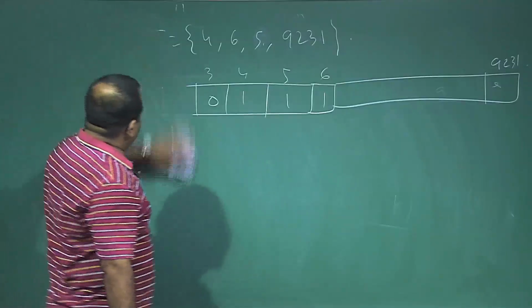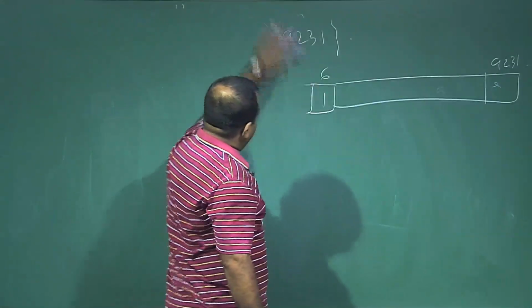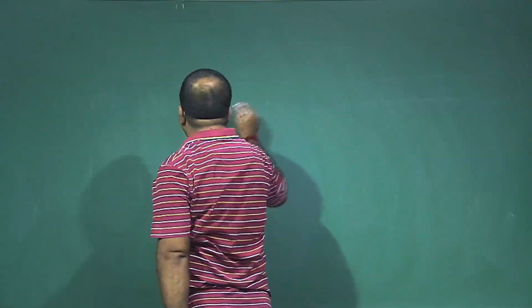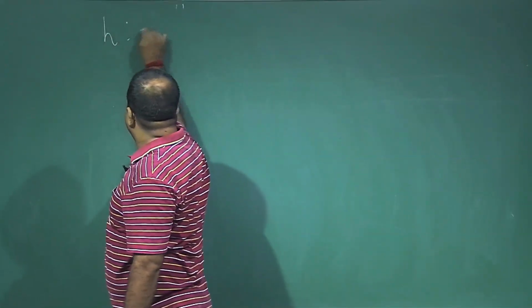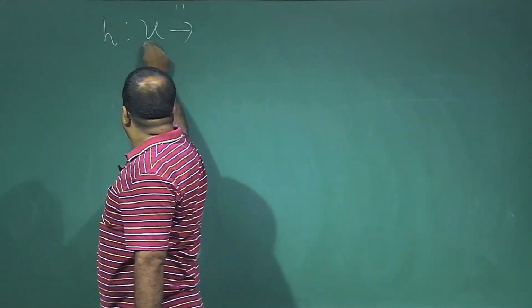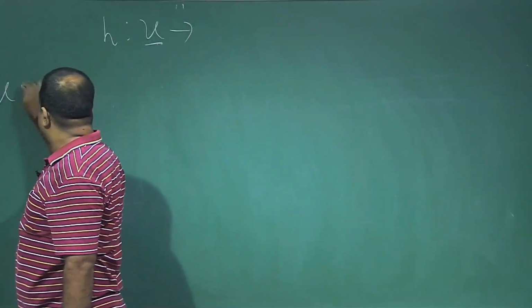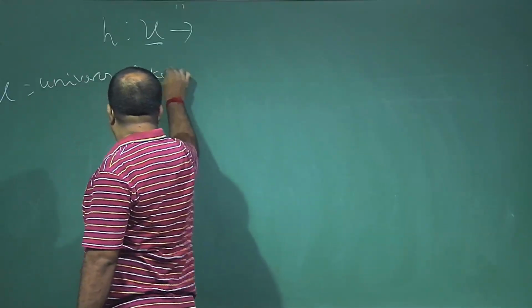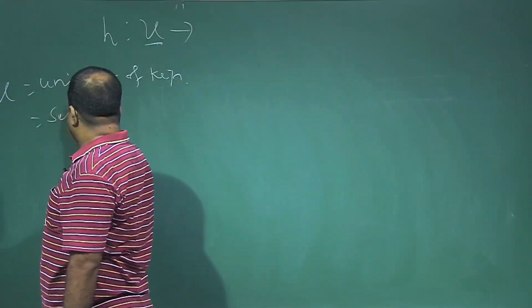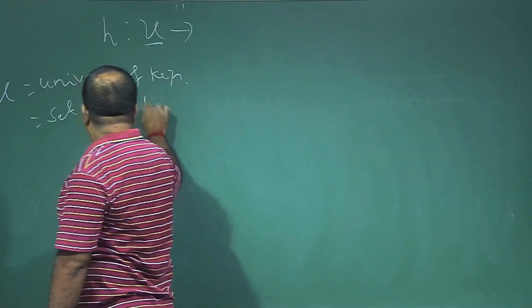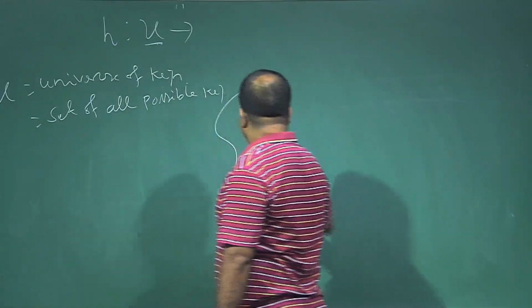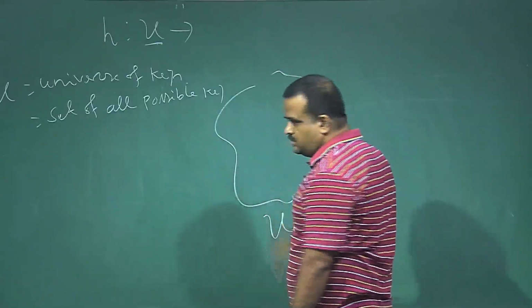To solve this problem, we have the function which is called a hash function. So this is the set of all keys, the universe of keys. Universe of keys means the set of all possible keys. So this is the set of all possible keys we have.